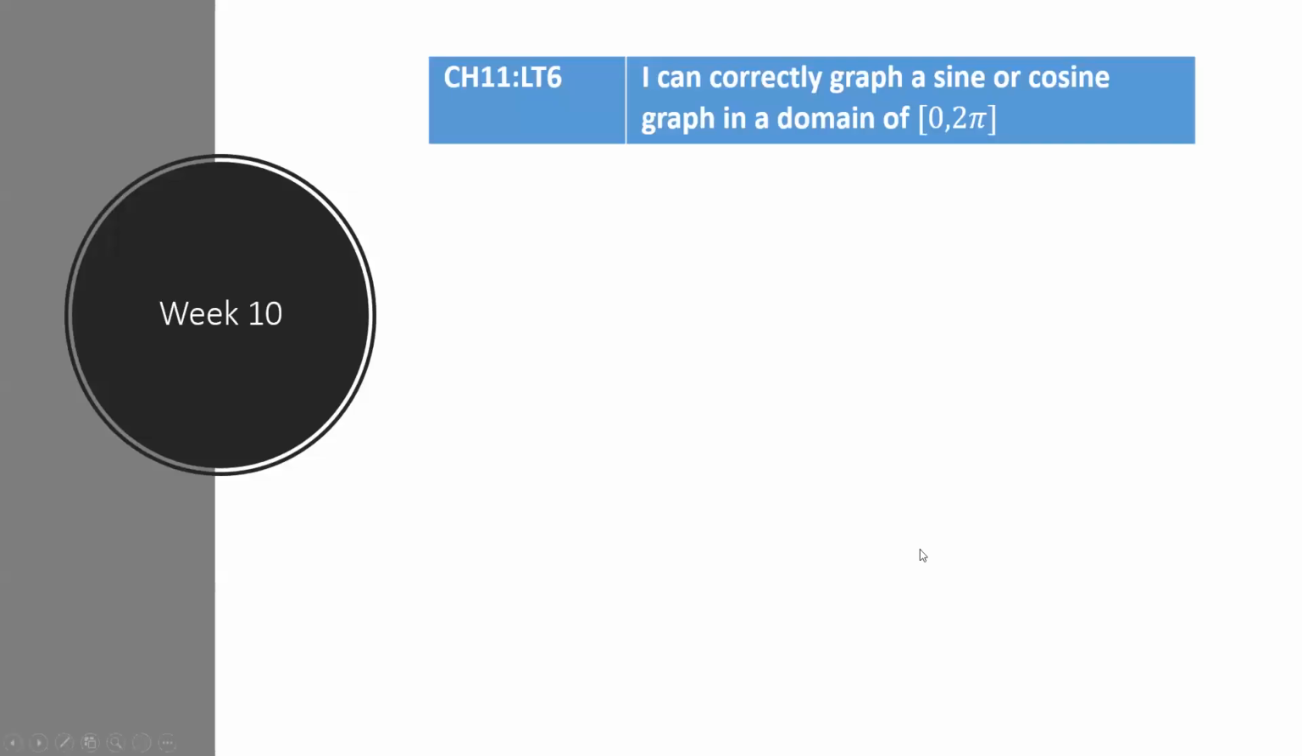Hello, ladies and gentlemen. Miss Lawhart, Chapter 11, LT6. I can correctly graph a sine or cosine cycle of these wonderful trig functions.